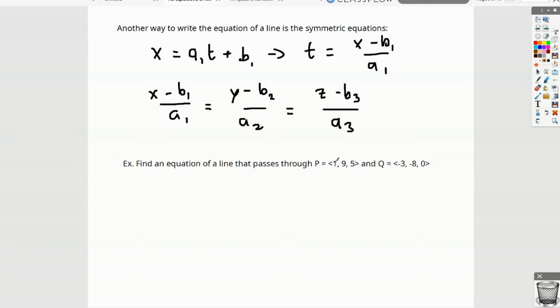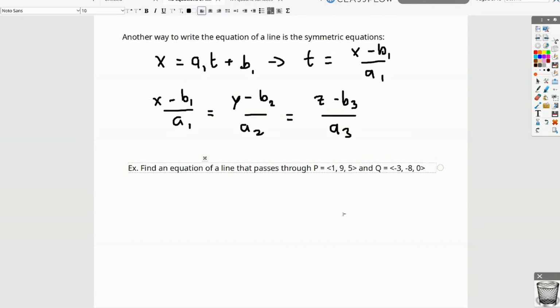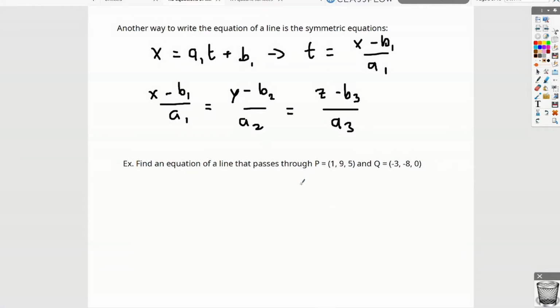Find the equation of a line that passes through, I am sorry, this is wrong notation. It's supposed to be parentheses, like this. So pass through these 2 points, P (1, 9, 5), Q (-3, -8, 0).